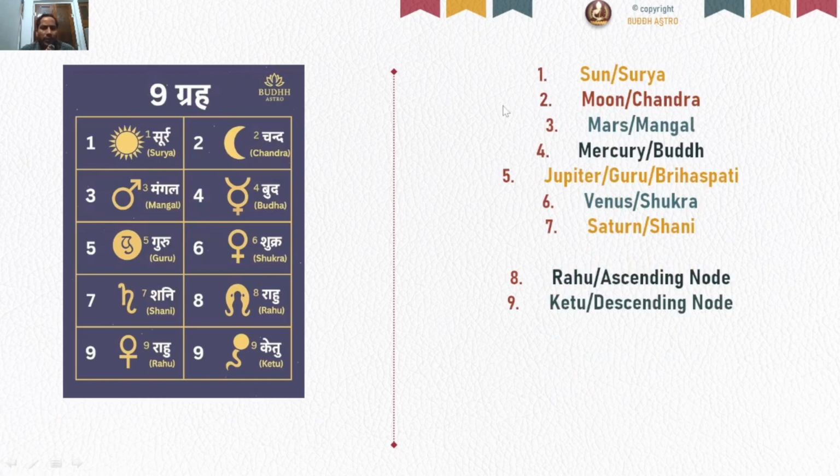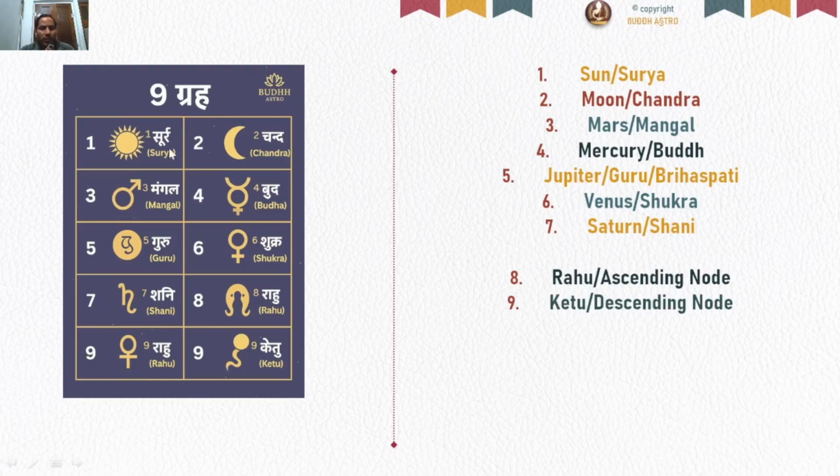Now coming to the planets. As I already told you, there are 9 planets in any horoscope. First planet will be the Sun or Surya. They are generally written with their names. Moon, Chandra, Mars, Mangal, Mercury, Buddha, Jupiter, Guru or Brihaspati, Venus, that is Shukra, Saturn, that is Shani. Apart from the 7 planets, there are 2 other planets known as Rahu and Ketu. Rahu is known as the ascending node, Ketu as the descending node.